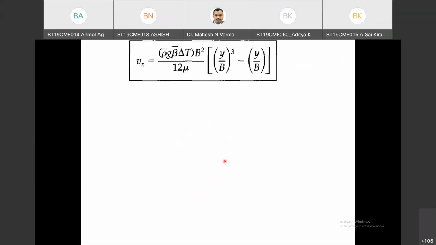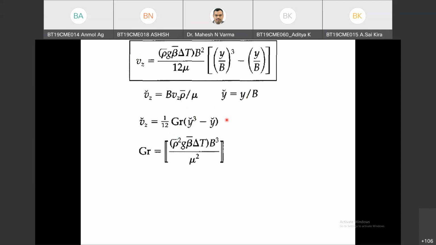So we can rearrange this equation in terms of dimensionless velocity. Say this is my dimensionless velocity, this is my dimensionless y, dimensionless width. Rearranging this equation, the average velocity equals 1 upon 12 Grashof number times (y bar cube minus y bar), where Grashof number equals rho bar square g beta delta t b cube divided by mu square.